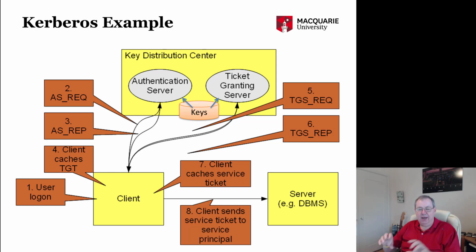But as you can see in this diagram, the KDC at top center has these two components, the authentication server and the ticket granting server. And the keys for these things, and for the clients, and for the database service, etc., are all stored in this keys database, which is accessible by both of them.